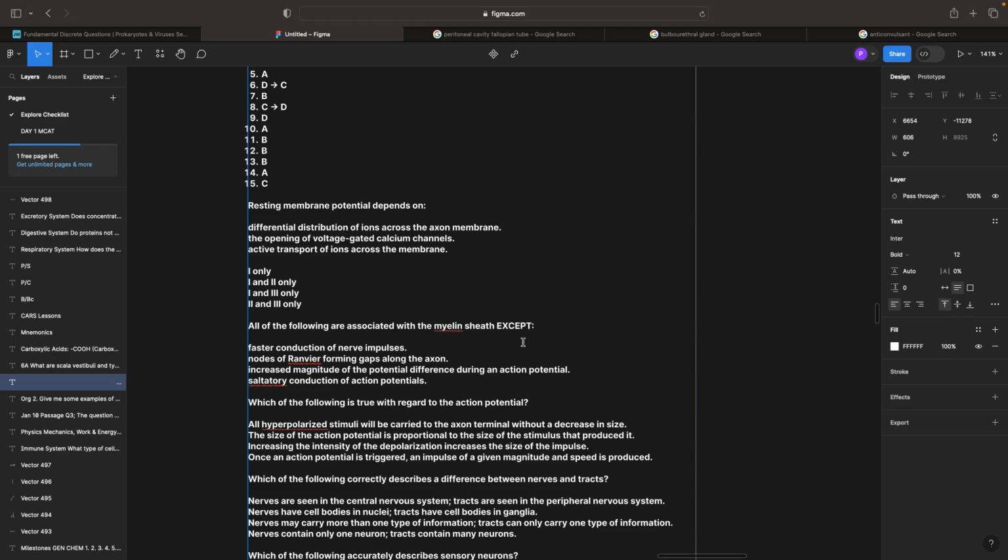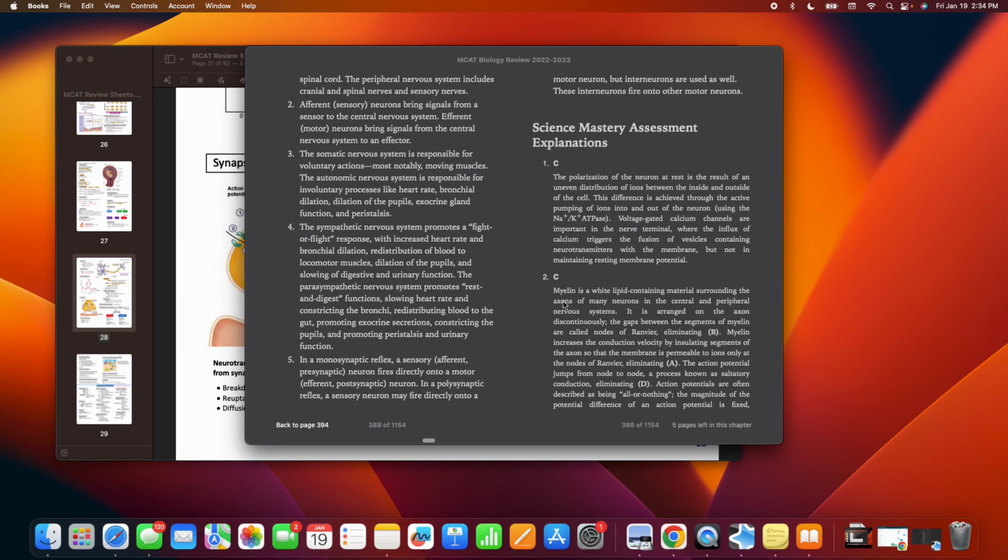of the potential difference during action potential. Myelin is a white lipid containing material surrounding axons of many neurons in the central and peripheral nervous systems. So let's stop here. We have the spinal cord and the brain. Is the white matter on the outer layer of the brain or the spinal cord? We know it's the spinal cord.